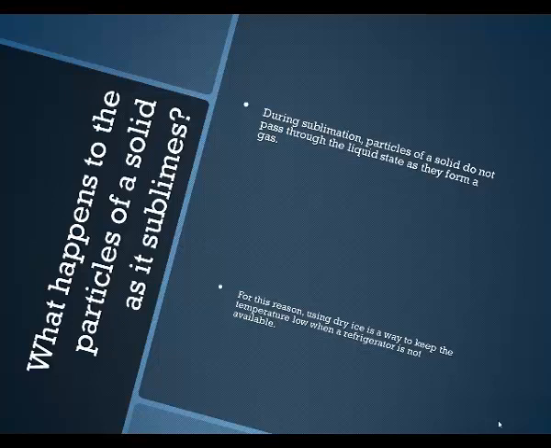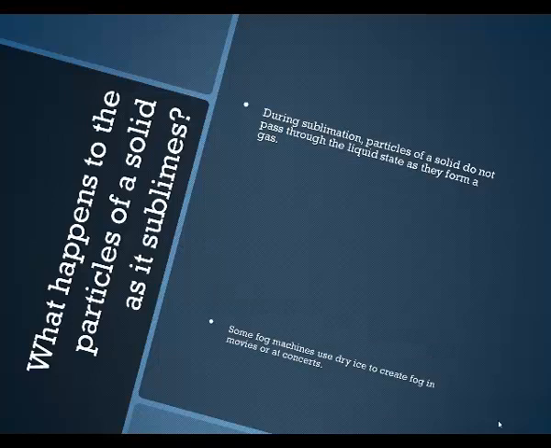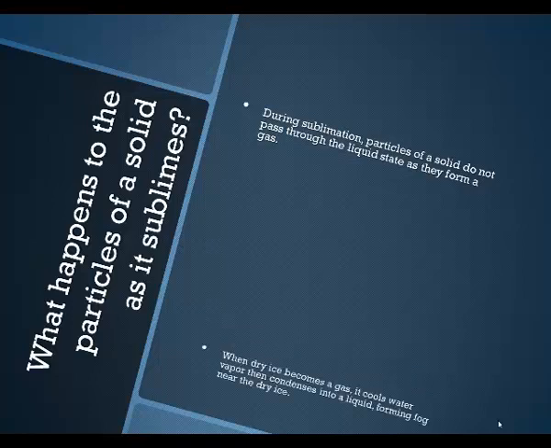Many people use dry ice during the camping season. They put it inside of coolers. It lasts a very long period of time inside of those coolers. And the really nice thing about dry ice is that because it doesn't turn to a liquid, it doesn't get all of the materials inside of your cooler wet, the way that ice can. Some fog machines use dry ice to create fog in movies and at concerts. And when dry ice becomes a gas, it cools water vapor, which then condenses into a liquid, and this forms fog near the dry ice itself.